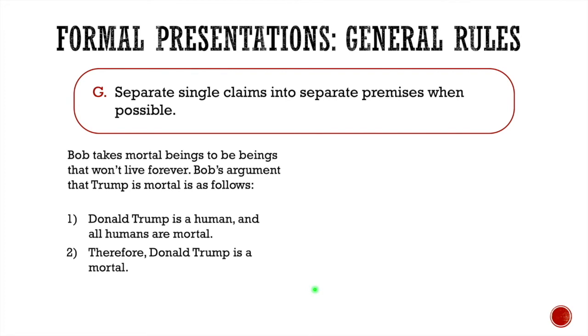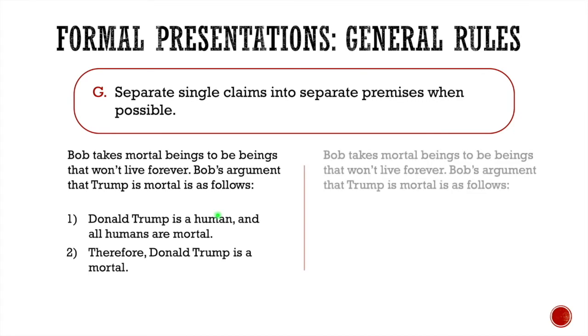So the last general rule is this: separate single claims into separate premises when possible. So in this case, down here, it is possible to separate premises. So my premise, Donald Trump is a human and all humans are mortal, this can be separated, especially since there's this and, indicating that it's basically just joining two claims. One claim is Donald Trump is human, second claim is all humans are mortal. We can separate these into two premises.